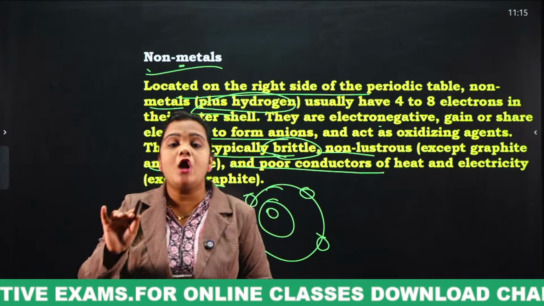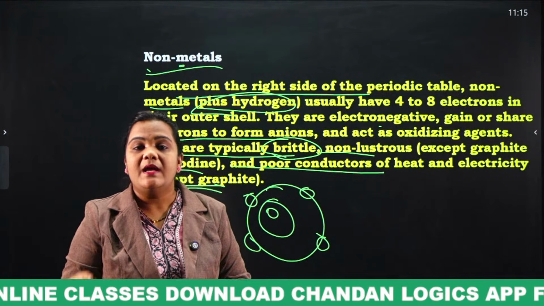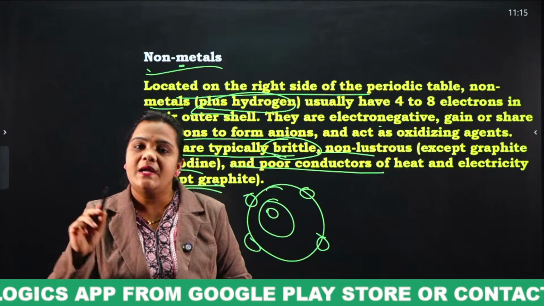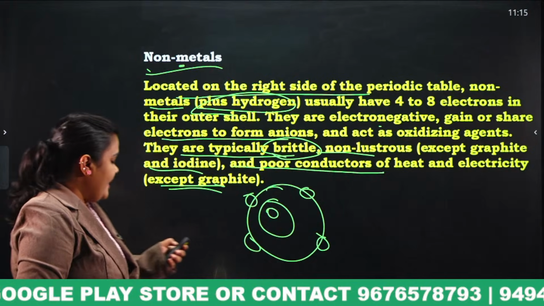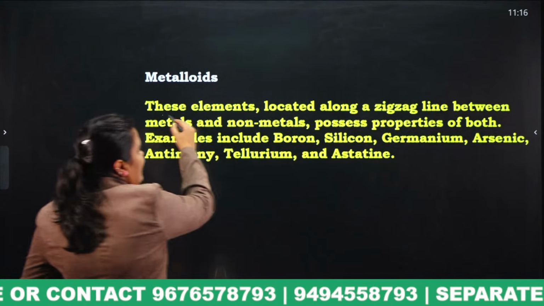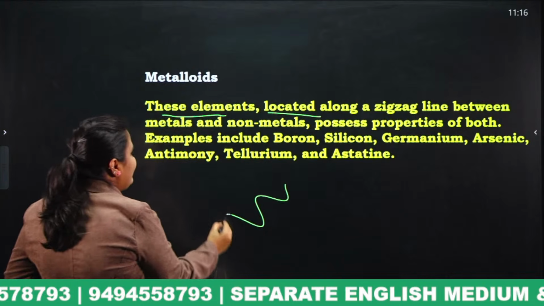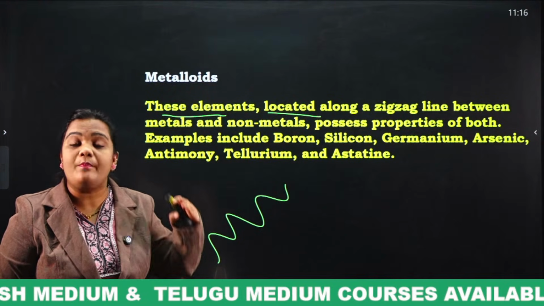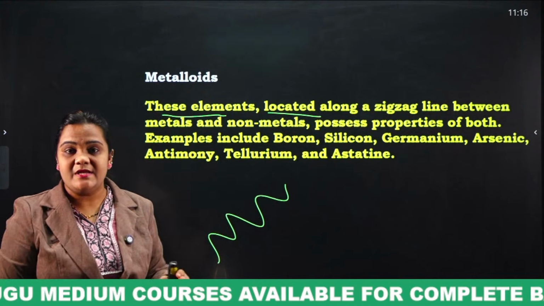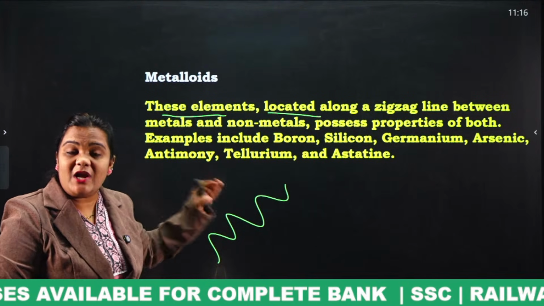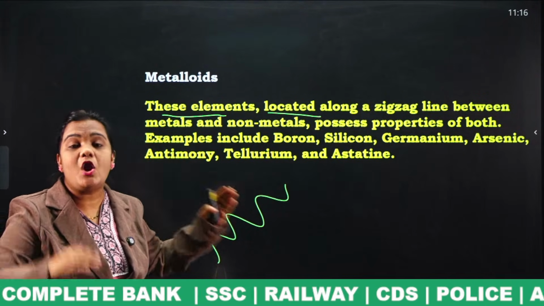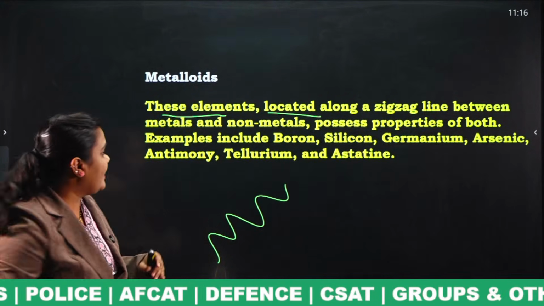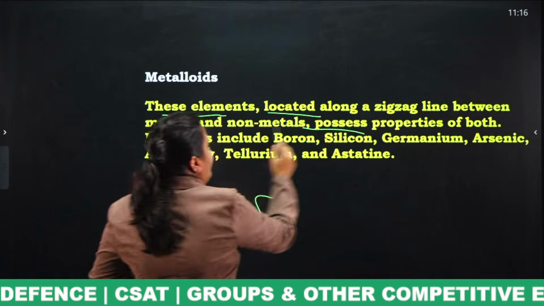Very, very important. Non-metals are poor conductors of electricity and heat except graphite. Why? Because graphite is a good conductor of electricity. Next, metalloids. These elements are located along a zigzag line between the metals and non-metals. Metalloids exhibit the properties of both metals and non-metals. In the periodic table they are present between the metals and non-metals in the zigzag line, so they possess properties of both.